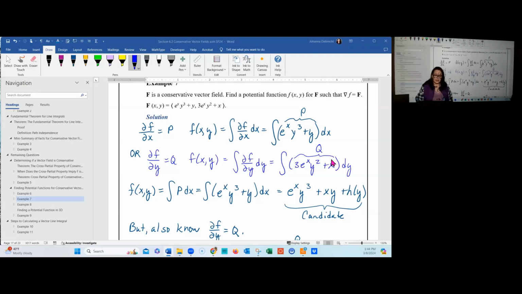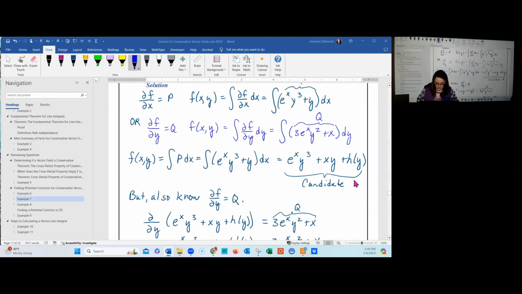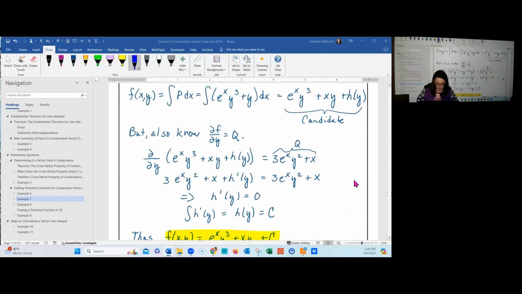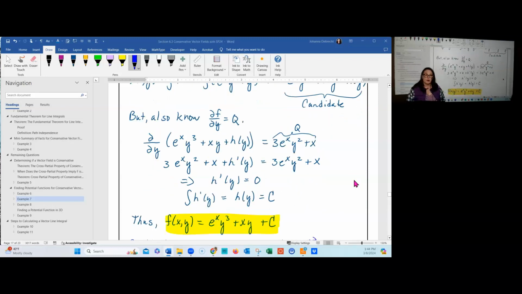Now that we have our candidate function, we want to use one of the partials that we haven't used yet. In this case, there's only one other, which is that the partial of f with respect to y is q, the second component of the vector field. In order to solve and find h of y, we need to take the partial of our candidate function with respect to y and set it equal to q.